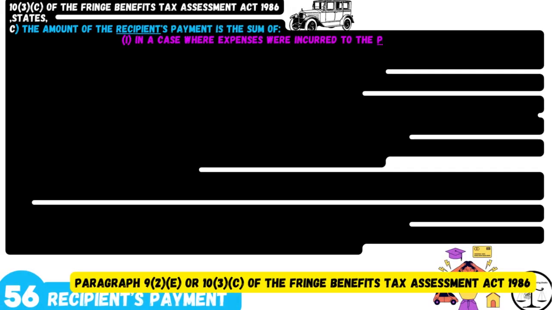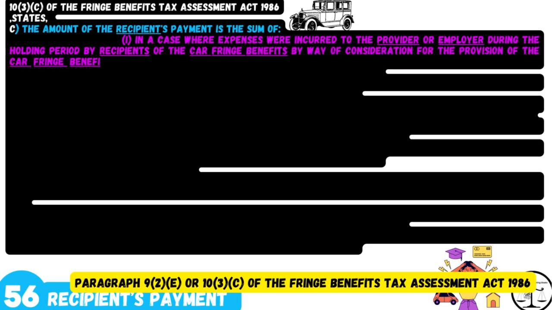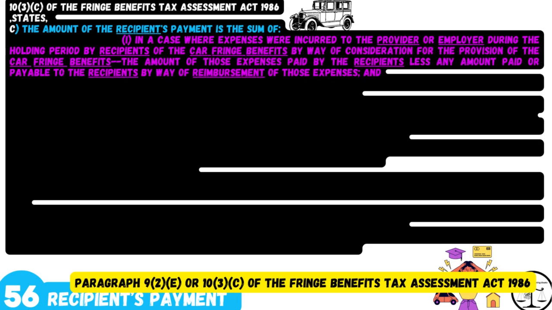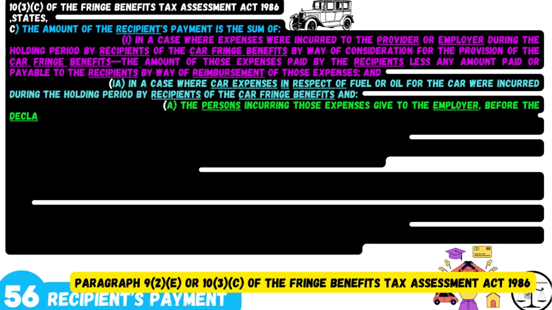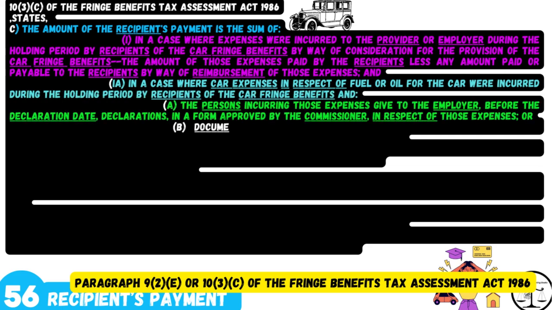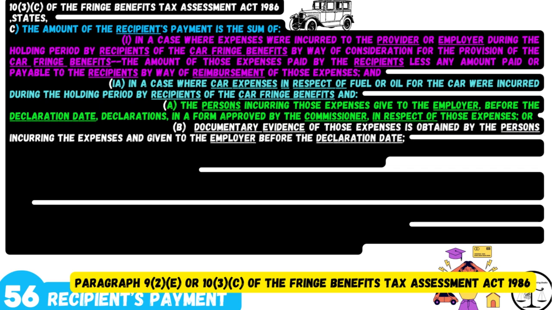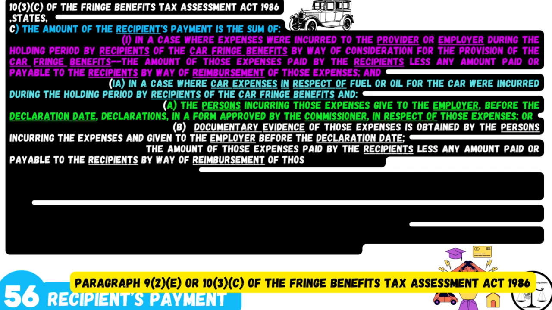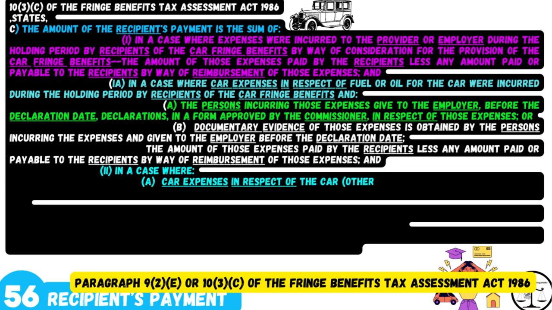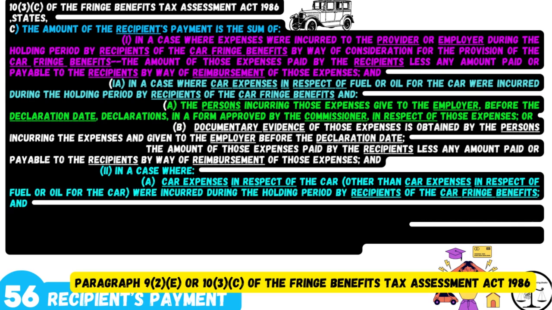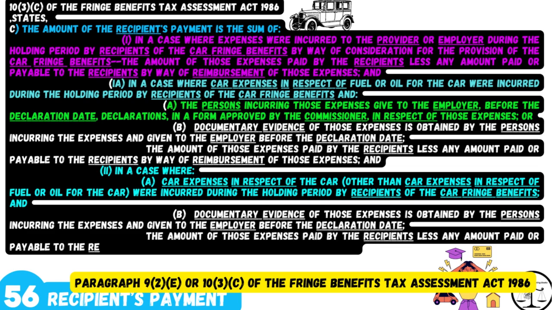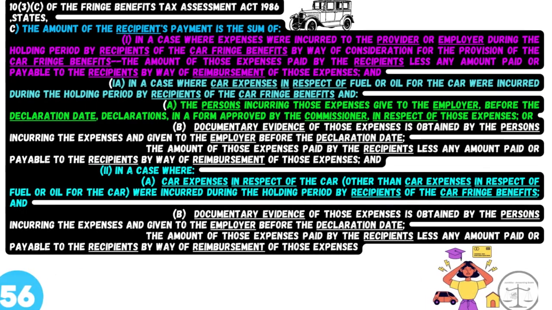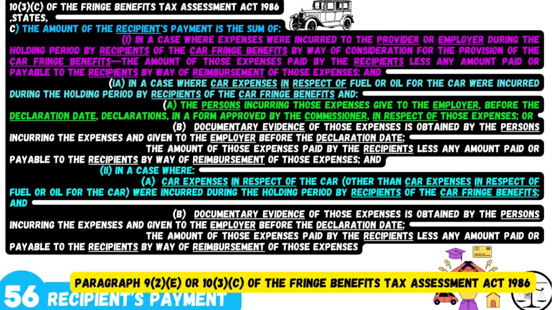10(3)(c) of the Fringe Benefits Tax Assessment Act 1986 states, C. The amount of the recipient's payment is the sum of I. In a case where expenses were incurred to the provider or employer during the holding period by recipients of the car fringe benefits by way of consideration for the provision of the car fringe benefits, the amount of those expenses paid by the recipients less any amount paid or payable to the recipients by way of reimbursement of those expenses.